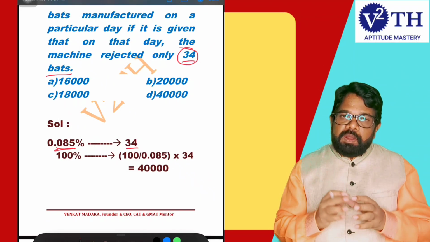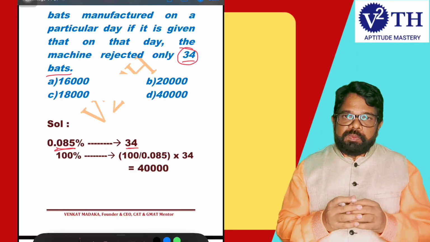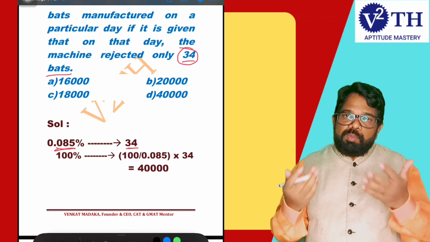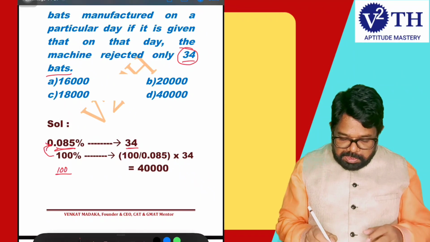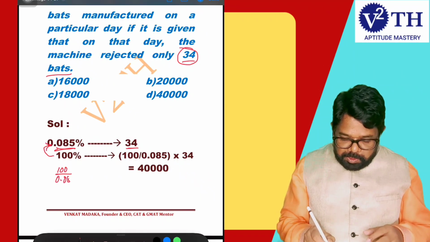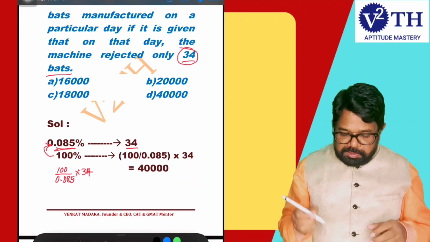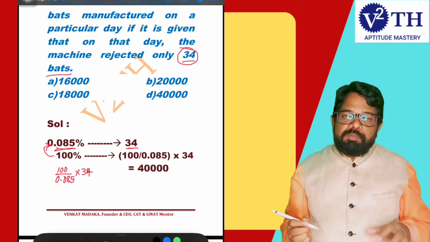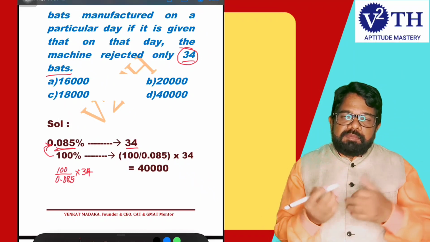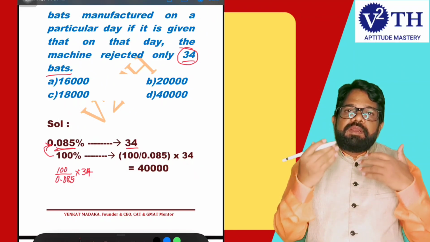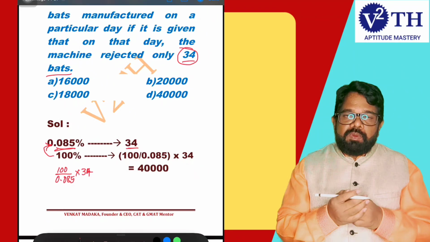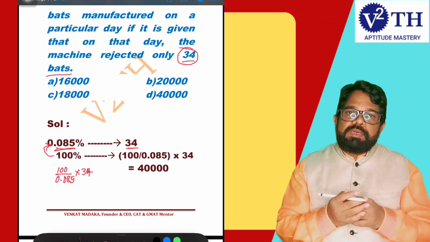0.085% is 34. Now what about the 100% value? So more by less. So 100 by 0.085 into 34, that you have to calculate. But how can you simplify that? In the denominator a decimal is there. What do you do? You have to make the decimal in the numerator also. But how can you make the decimal in the numerator?